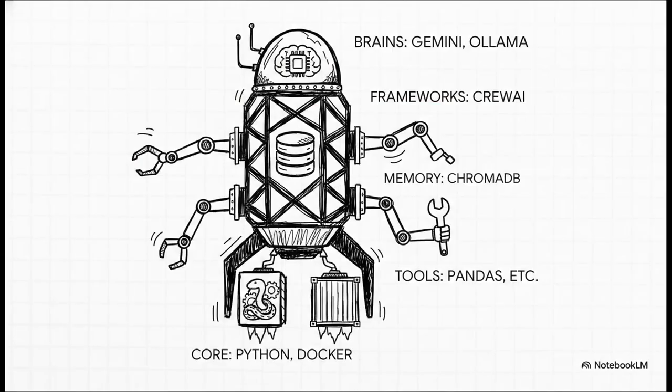And you're building all of this with a pro-level, modern tech stack. We're not talking about toy libraries here. You'll be using industry standards like Python and Docker at the core, CrewAI for really sophisticated agent teams, ChromaDB for memory, and Pydantic to make sure your outputs are always reliable. These are the skills that get you hired, period.